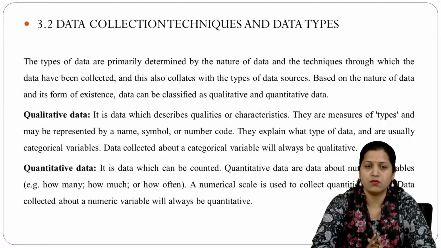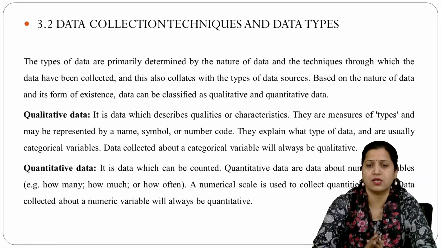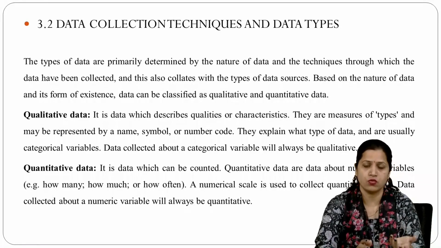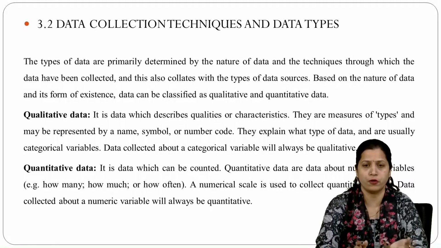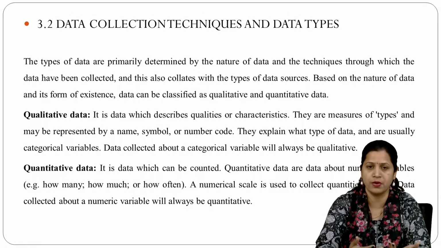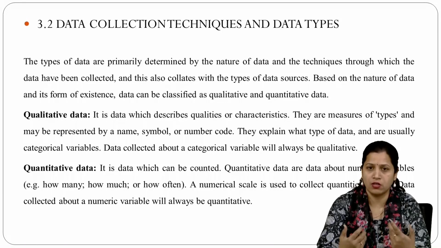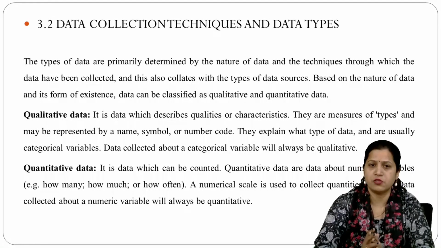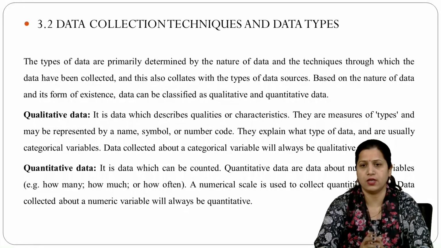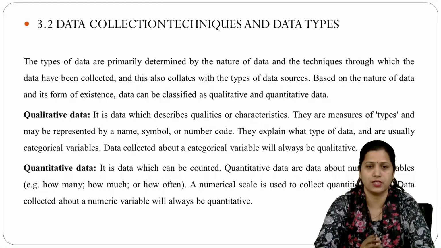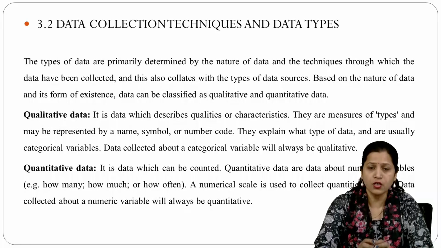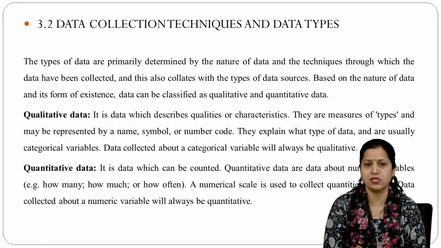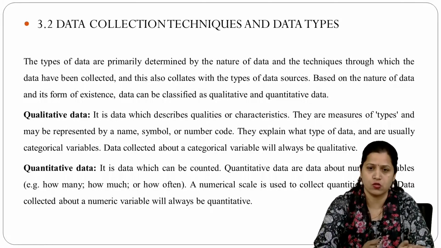Now students, 3.2, that is data collection techniques and data types. There are different techniques by which we can collect the data. Various techniques can be used by different persons, depending on the uses and the information. In the same way, there are different types of data. Generally, the types of data are primarily determined by the nature of the data and the techniques through which the data have been collected, and this also connects with the types of data sources. Based on the nature of data and its form of existence, data can be classified as qualitative and quantitative.